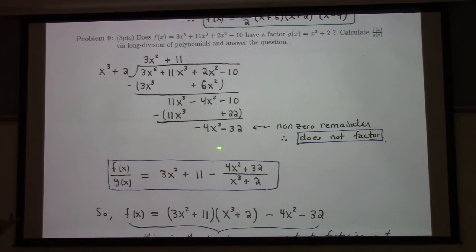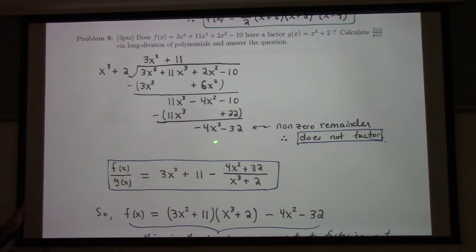If it's a non-zero remainder, that means you didn't actually have g of x as a factor. So I do the long division here, right? I start out with 3x squared, multiply that by this, that gives me 3x to the 5th plus 2 times 3 is 6x squared. I subtract these from that, and that gives me 11x cubed. 2 minus 6 is -4. I got my -10. Then to get this 11x cubed, I add 11. 11 times x cubed is 11x cubed. 11 times 2 is 22. I subtract. I get -4x squared minus 32.